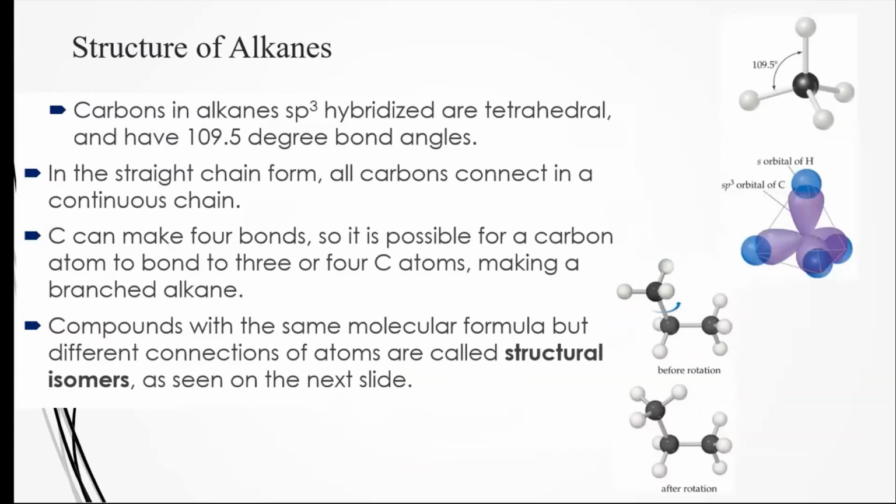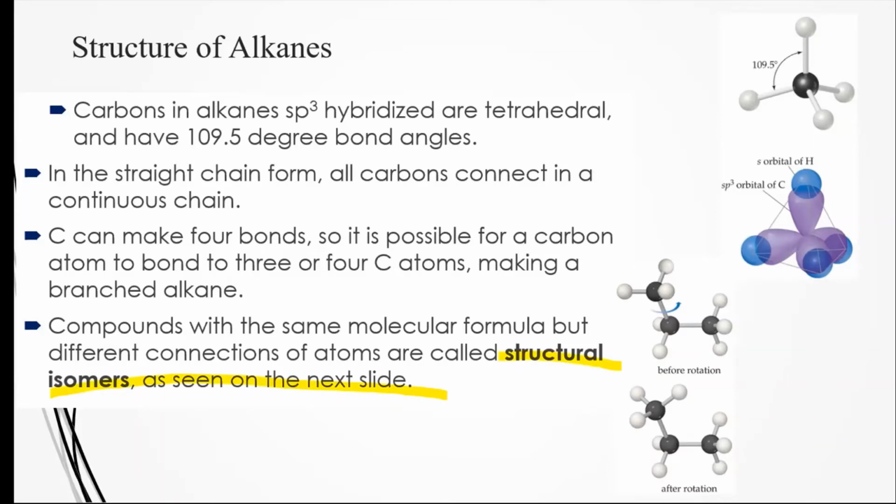So our alkanes are all sp3 hybridized, so it's pretty much these tetrahedrals connected to each other. Because they're all single bonds, they can freely rotate around each other. So they can continue to rotate, and we can keep making those. Now, compounds with the same molecular formula but different connections, remember that those are called structural isomers.